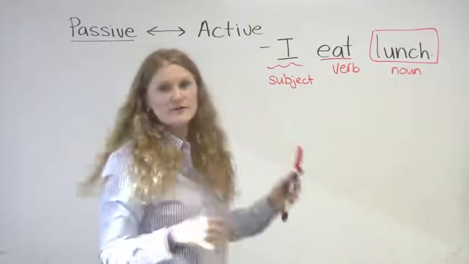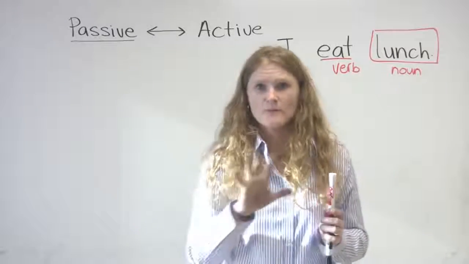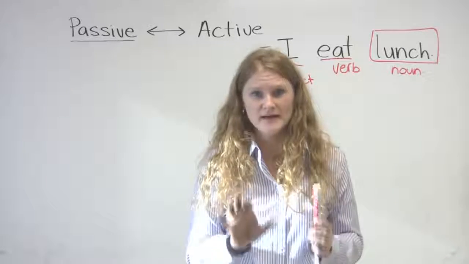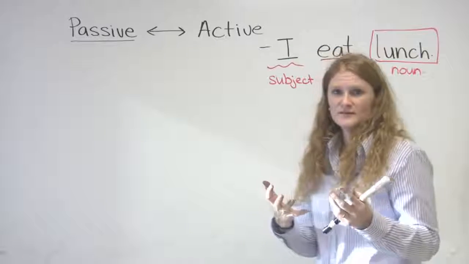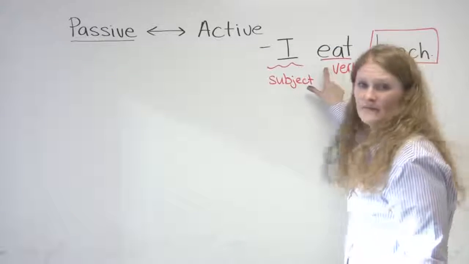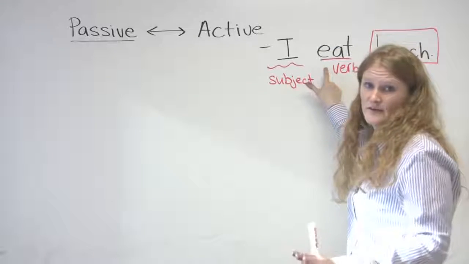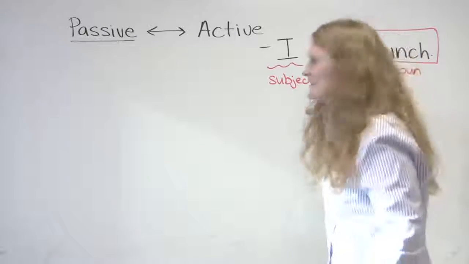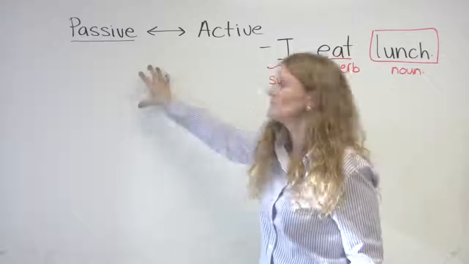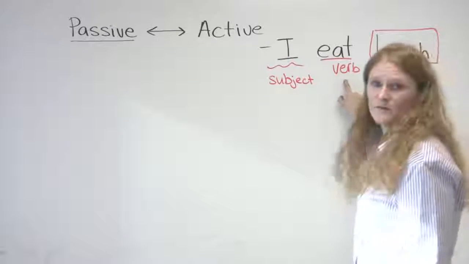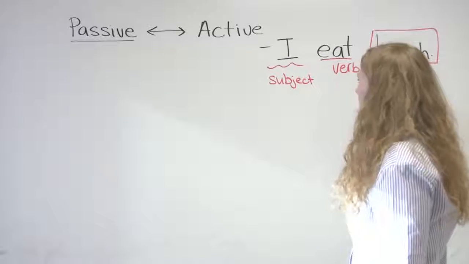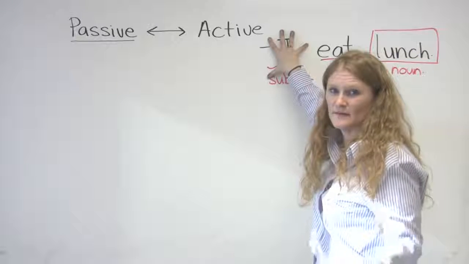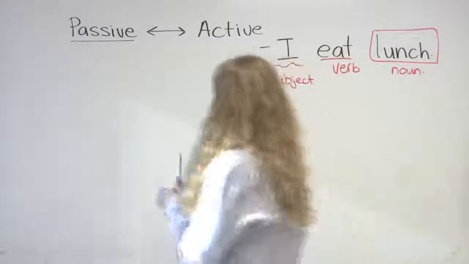When we want to have a passive sentence, we don't want to tell who did the action. What's important is that the action was done. So to make the sentence passive, we're going to change the verb position, the noun position, and we're going to even eliminate or take out the subject. This is how we do it.